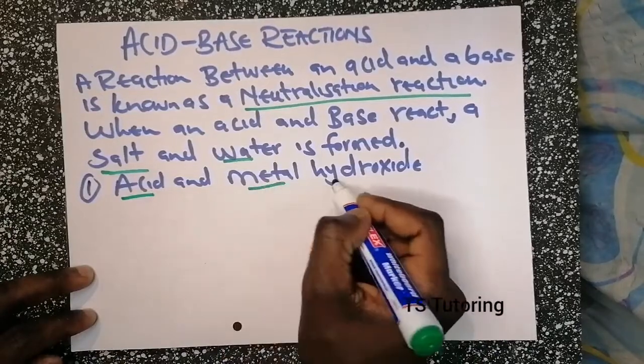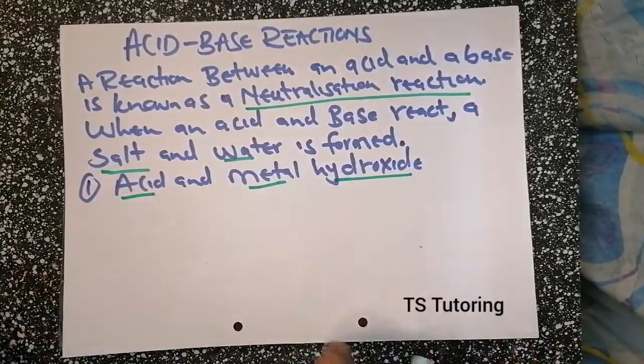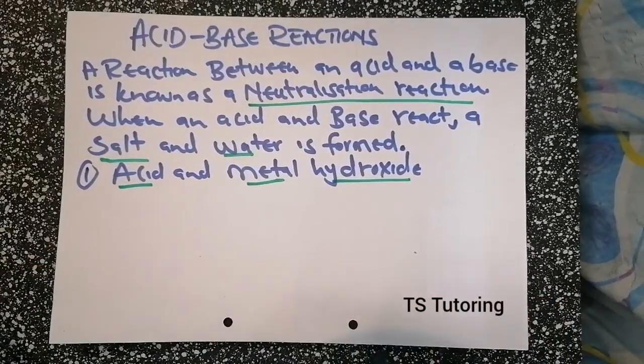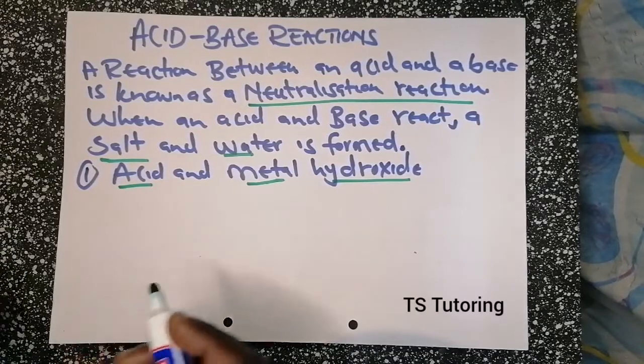So the first reaction we want to look at is a reaction of an acid and a metal hydroxide. By metal hydroxide, we talk about things like sodium hydroxide. Sodium is a metal and joined to the hydroxide. Also potassium hydroxide. Potassium, we know it's a metal. Let's look at the first example.